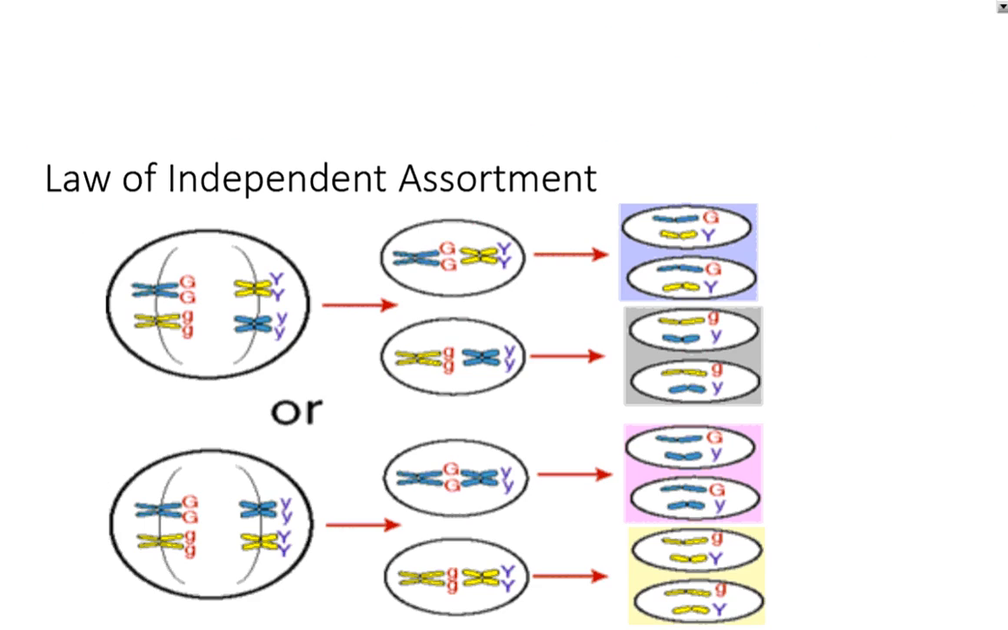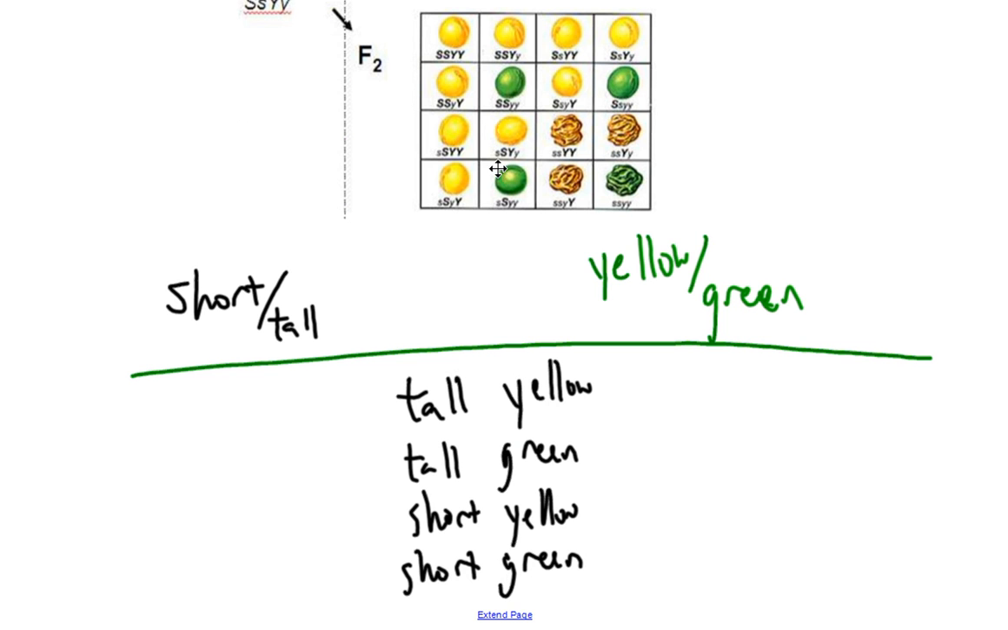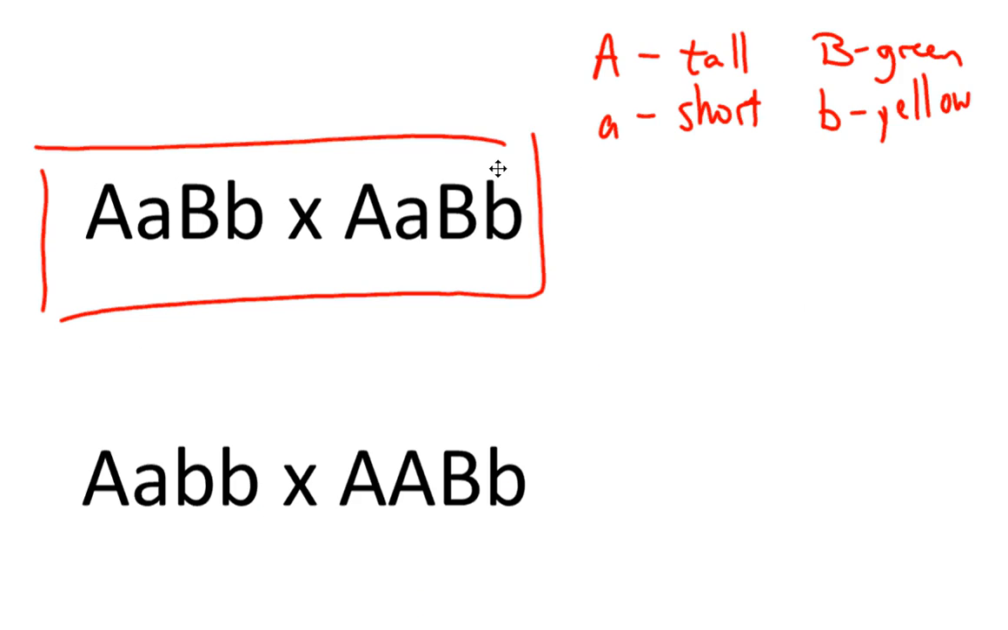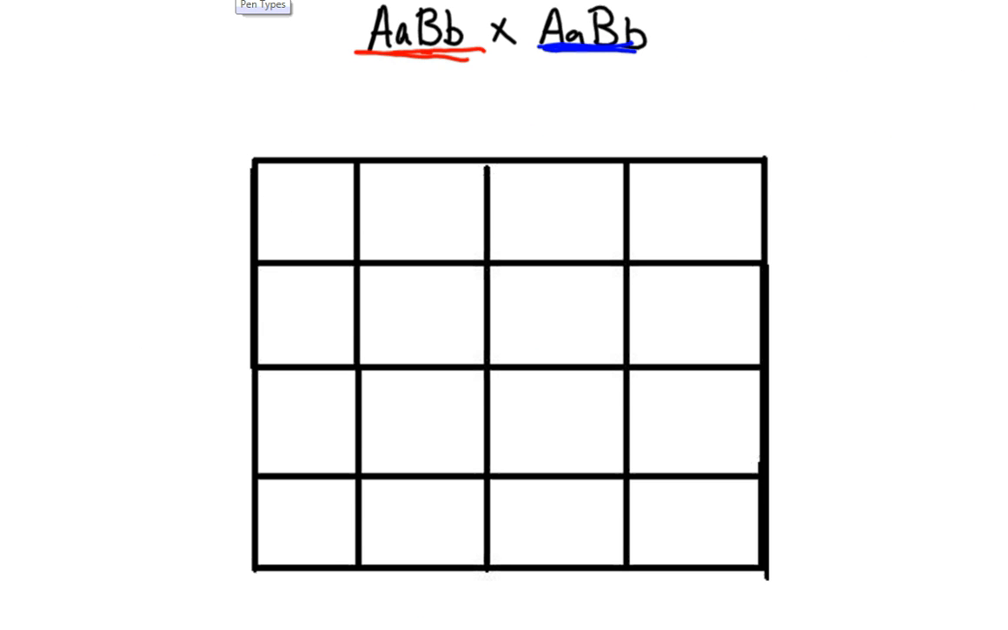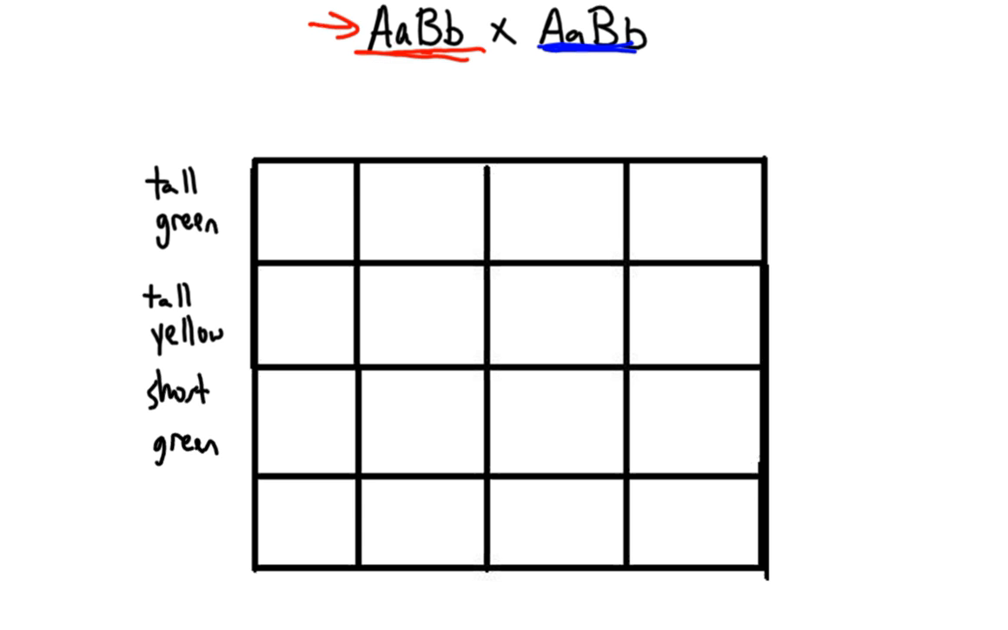Well, back here when we did this little exercise, this tall, yellow, green, that sort of thing, we can do the same thing here. Well, what combinations can this red individual make? Well, it can make a tall green, right? Because it's got the uppercase. It can make the tall yellow because it's got a big A and then a little b. It can make a short little a green, big B. And it can make a short little a yellow, little b. It can make all those combinations.